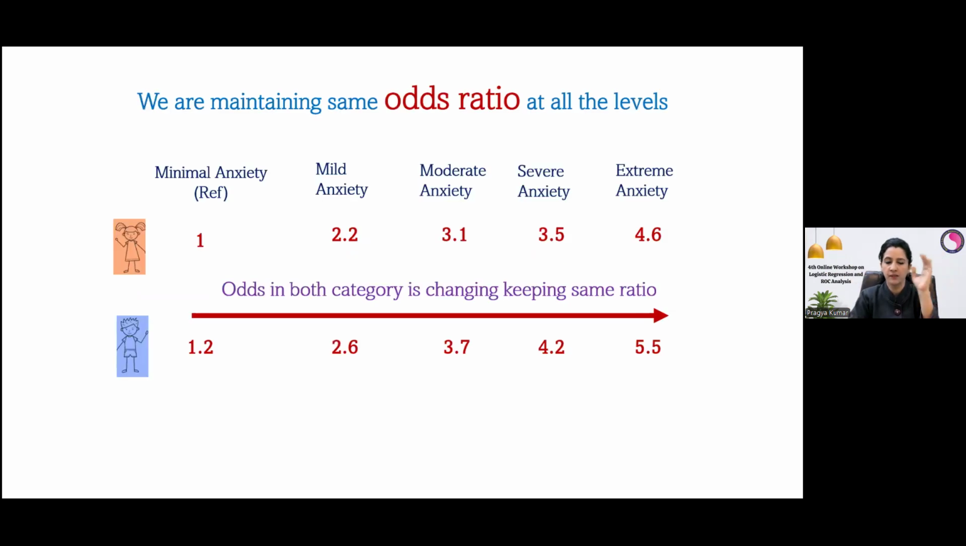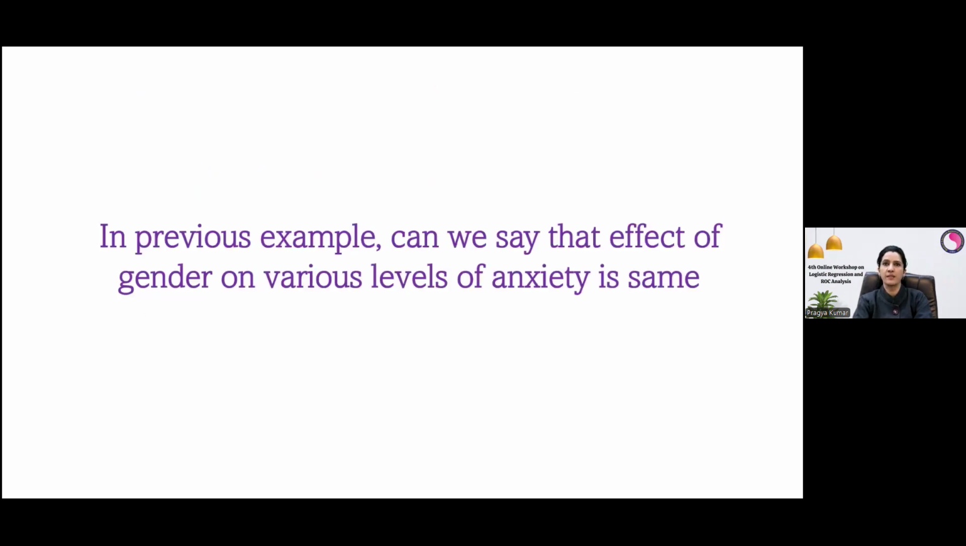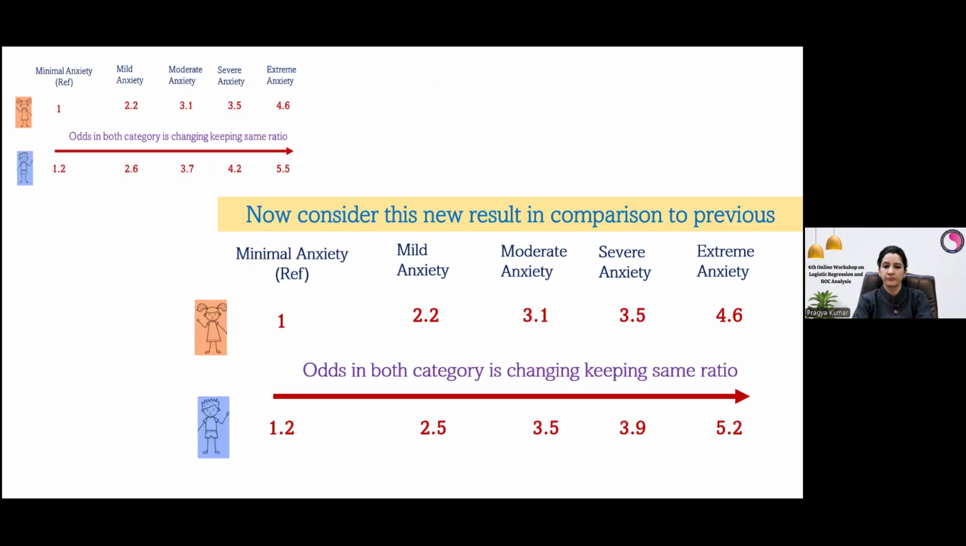So if you see this, in all the cases, the odds of anxiety was more in male as compared to the female. So can we say that gender has the same effect on all the levels of anxiety? Now consider the other one. This is the previous case, the table which you can see up here. And this is your new table. So if you consider this new result in comparison to the previous, we will see the odds ratio.